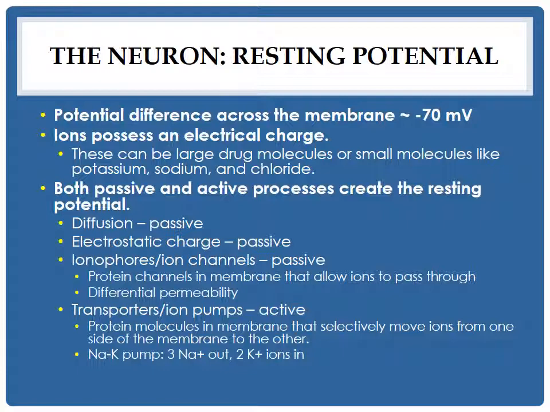Then there's an active process with ion pumps, and ion pumps are protein molecules in the membrane that selectively move ions from one side of the membrane to the other, and they can do this even against the concentration gradient of that ion. They require energy to do this. The important ion pump to know about here is the sodium-potassium pump. It pumps 3 sodium ions out of the cell, and in exchange 2 potassium ions into the cell, and that keeps an excess positive charge on the outside of the cell, which means there's an excess negative charge on the inside of the cell.